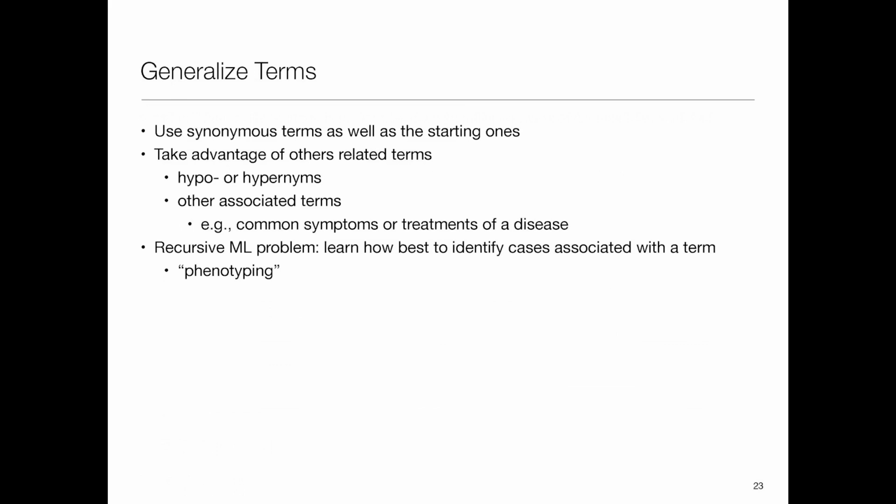Well, so how do we do this generalization? One way is to take advantage of related terms like hypo or hypernyms, things that are subcategories or supercategories of a word. You might look for those. Other associated terms, for example, if you're looking to see whether a patient has a certain disease, then you can do a little bit of diagnostic reasoning and say, if I see a lot of symptoms of that disease mentioned, then maybe the disease is present as well. And so the recursive machine learning problem is how best to identify the things associated with the term, and this is generally known as phenotyping.